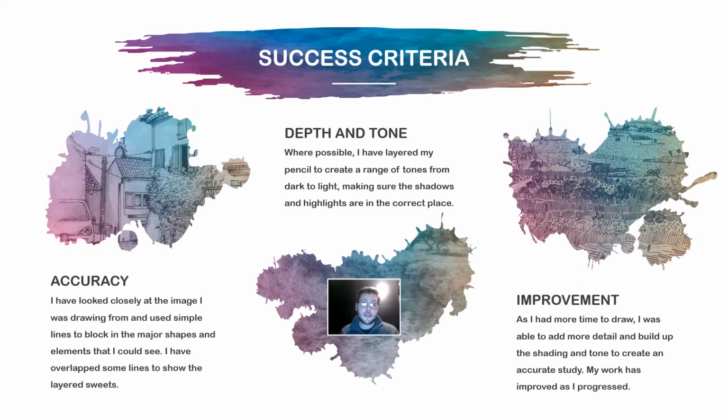Come back to the success criteria: the accuracy of being able to draw the outlines and focus on the basic shapes; the depth and tone of layering your pencil to create dark to light, shadows and highlights in the right place; and then the improvement as well, as you progress through the time and as you had less time towards the end. You can come back to these to help you write that paragraph.